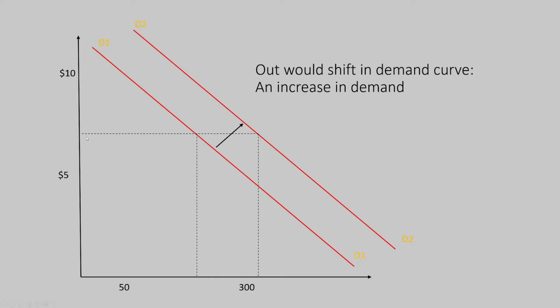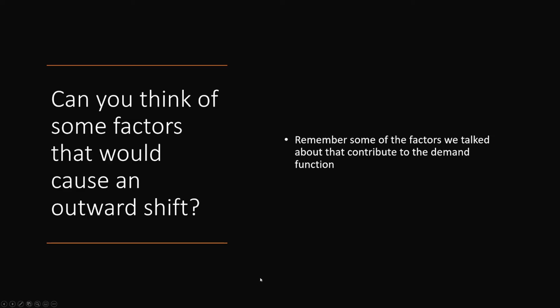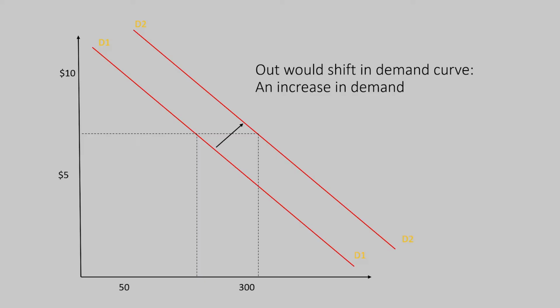In a second, we'll ask you what kind of factors you think played into that shift. But for now, let's just have a look here. We have our price over here, and previously on our first demand curve, we demanded this much coffee, jars of coffee. Now, when we've shifted the demand curve out, we've had an increase in demand at any price. At that same price, we now demand far more coffee. Okay, we've had an outward shift. Can you think of some factors that would cause an outward shift in demand? Remember some of those factors we talked about that contribute to the demand function, and those will give you your answer. So let's have a look back.